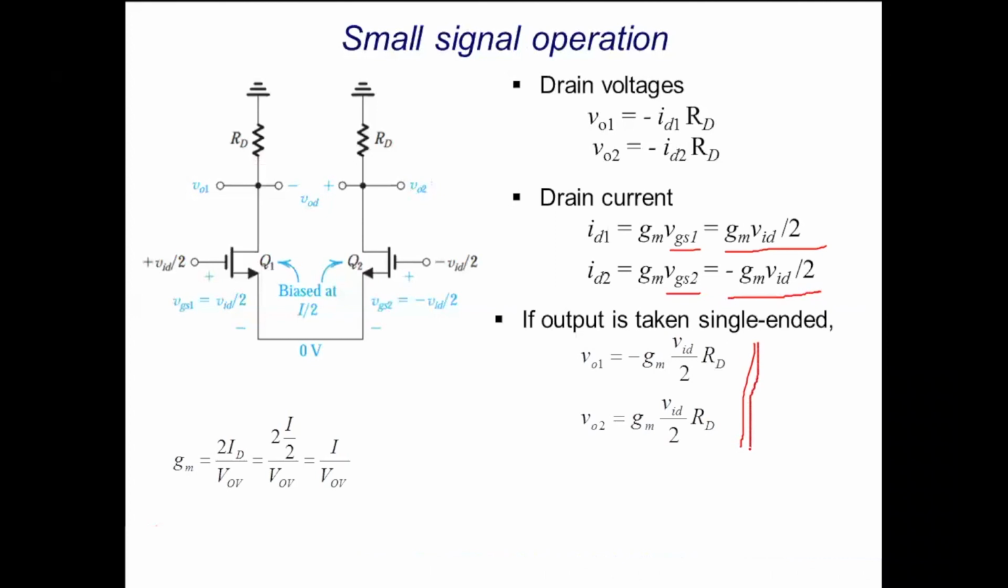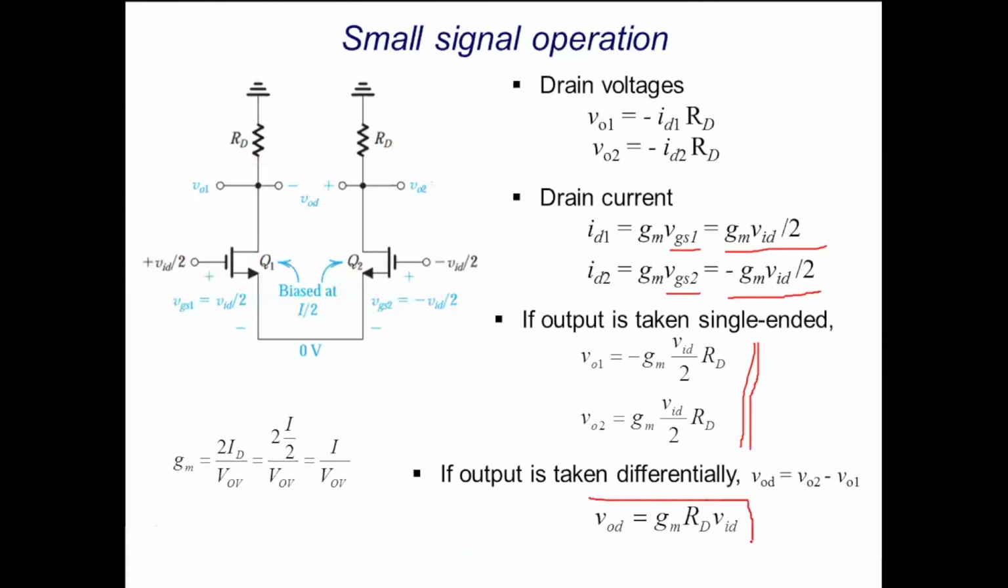Now, when you take the voltage differentially, then VOD equal to VO2 minus VO1. So in that case, it will be the sum of these two voltages. So that is equal to GM into RD into VID. We know that RD is the drain resistance and VID is the applied differential input voltage. And what is this GM? The GM is the transconductance.